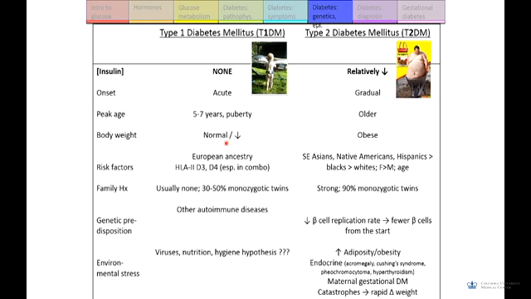In type 1 diabetes, you see normal weight, even low, because you're urinating out so much glucose, while type 2 diabetes is usually in obese people because that's part of the pathophys.